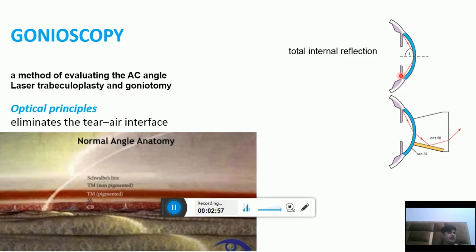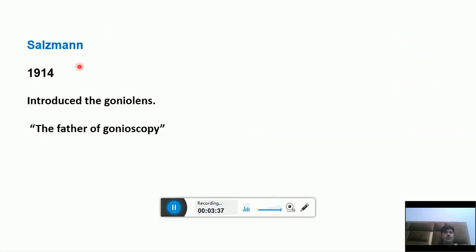Now, because the refractive index of a gonio lens is similar to that of the cornea, when we put the gonio lens over the cornea, it eliminates the total internal reflection because it replaces the tear film air interface with a tear film gonio lens interface. Here you can see the tear film air interface is replaced by the tear film gonio interface. Light rays can then be viewed as they exit the contact lens directly or indirectly. The father of gonioscopy, Salzmann, in 1914 introduced the gonio lens.